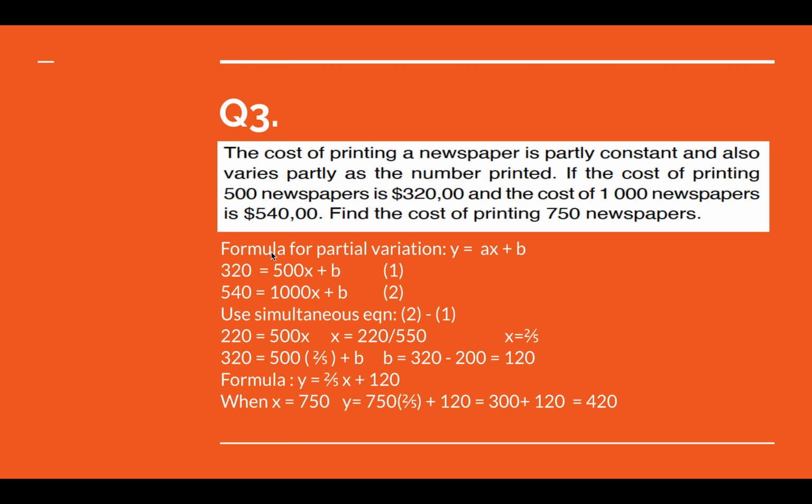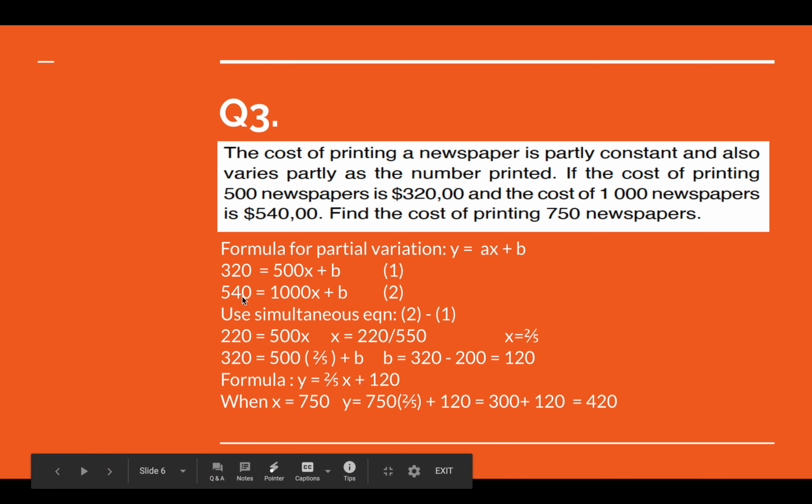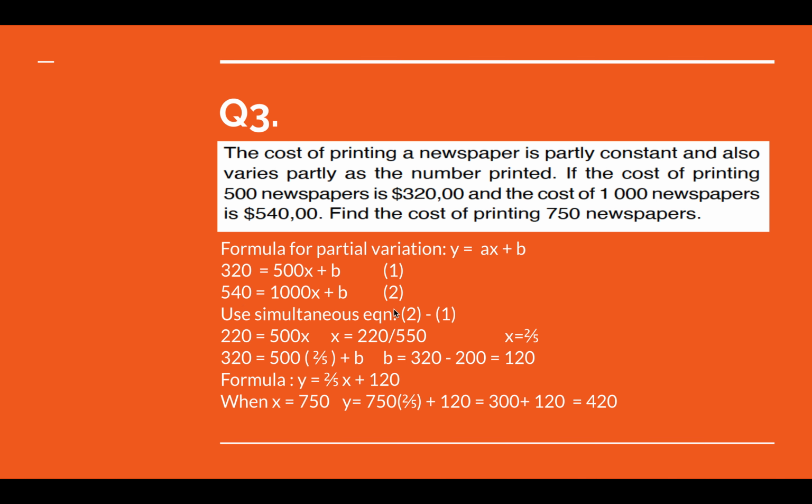Now that we have derived these two simultaneous equations from just the numbers we are given to begin with, you can see that we need to look for x and we need to look for b. B is our constant and x is the varying factor. So now we'll use simultaneous equations to get our x and our b, so that after getting them we can write a general formula that can be used for this problem all the time. So what we're going to do is equation 2 minus equation 1.